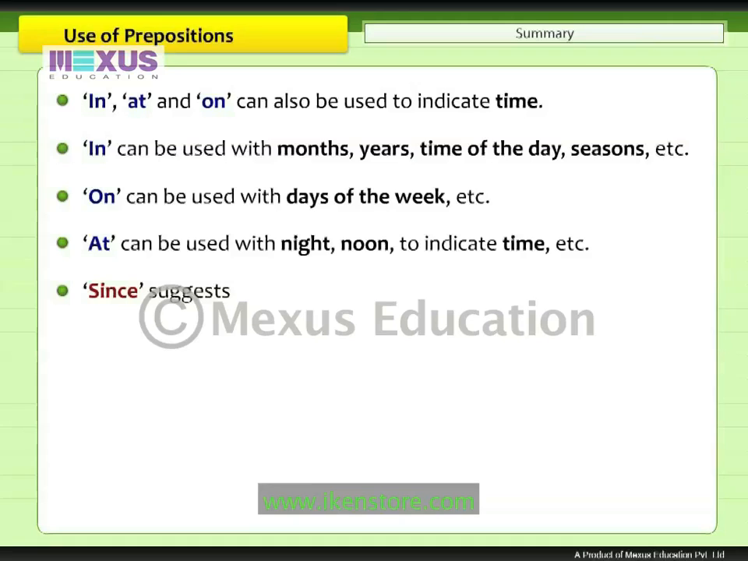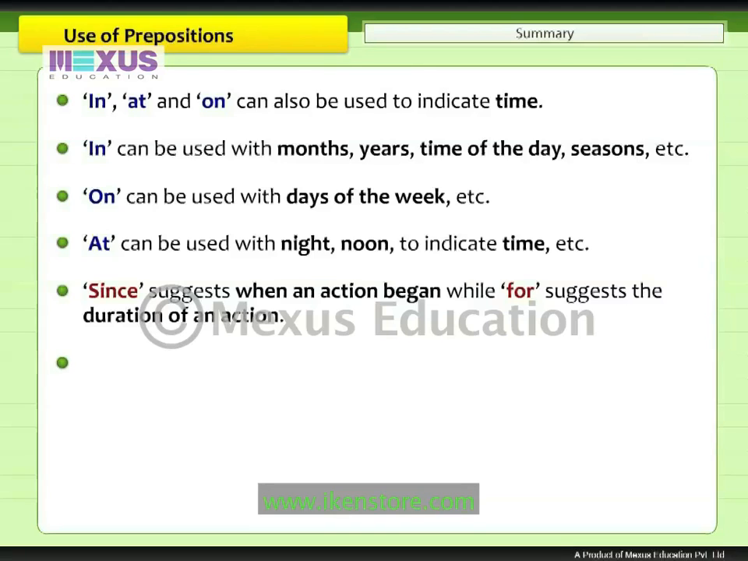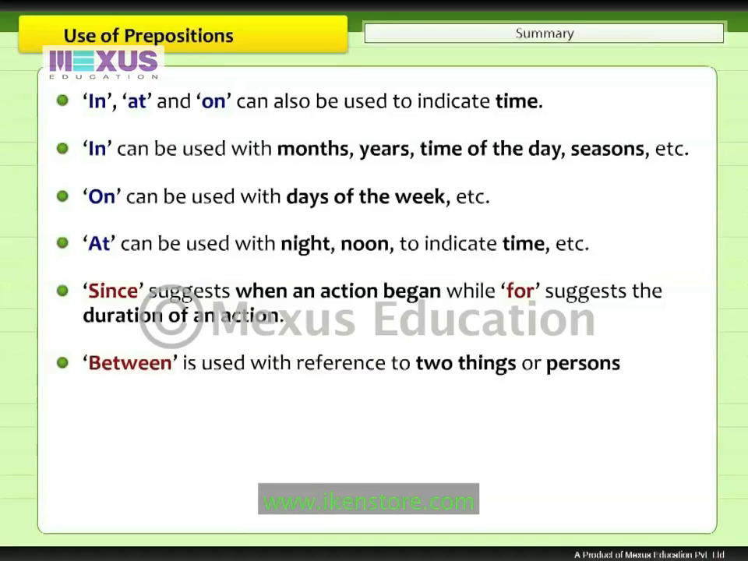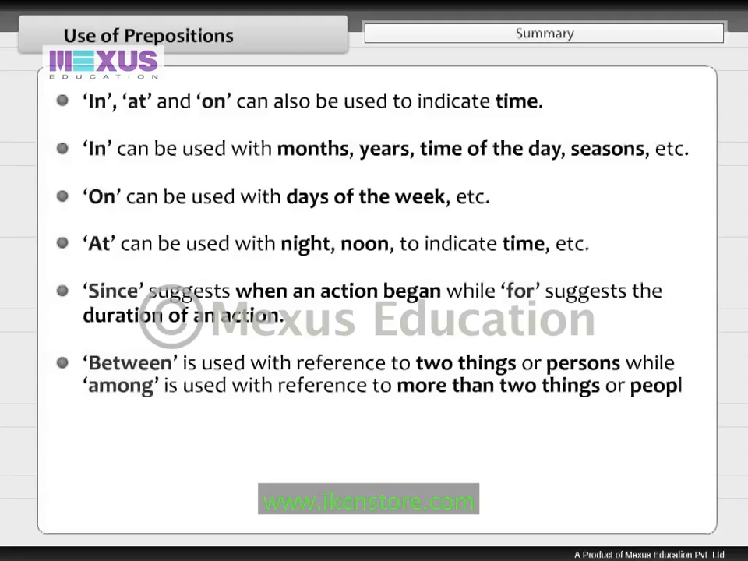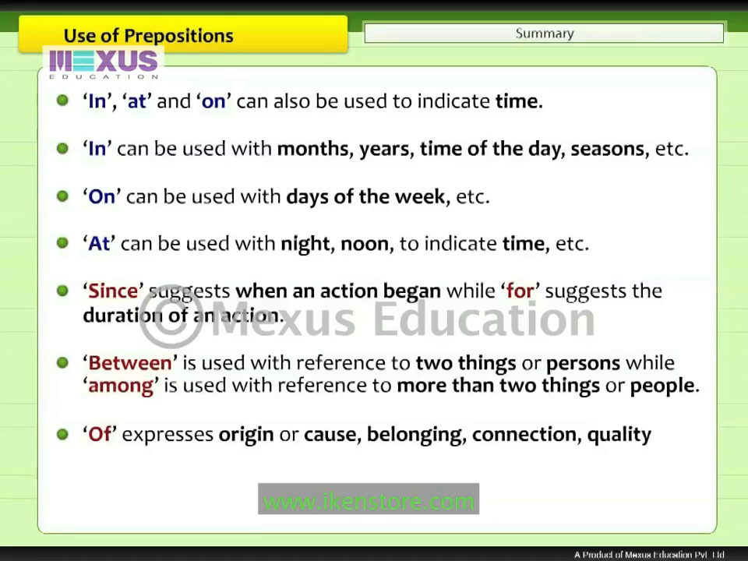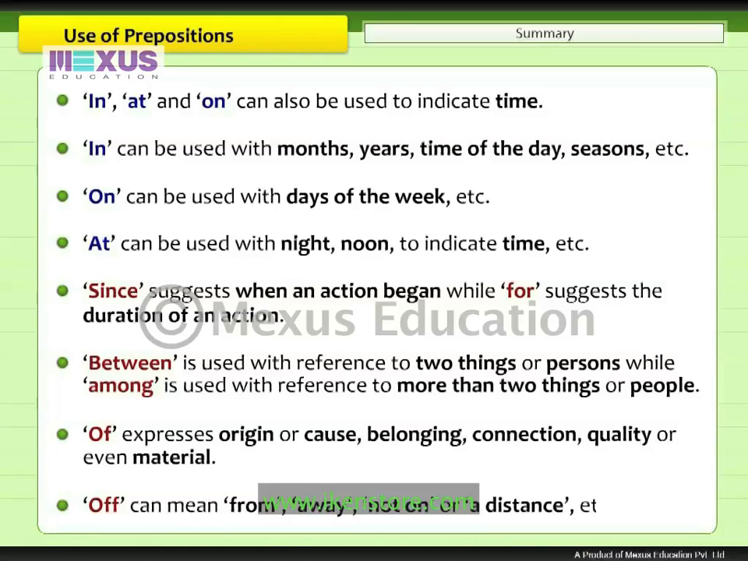Since suggests when an action began, while for suggests the duration of an action. Between is used with reference to two things or persons, while among is used with reference to more than two things or people. Of expresses origin or cause, belonging, connection, quality, or even material. Of can mean from, away, not on, or a distance, etc.